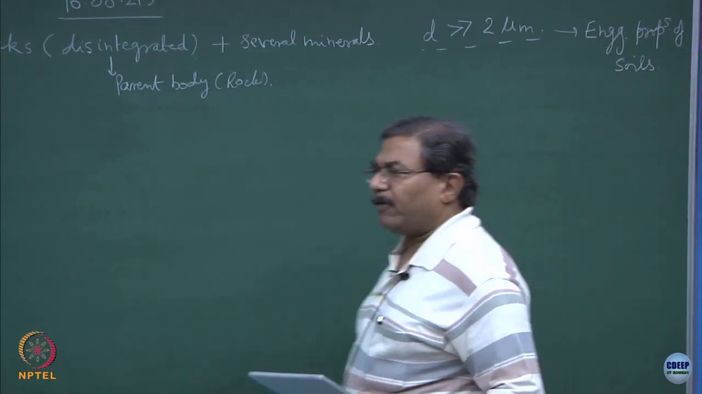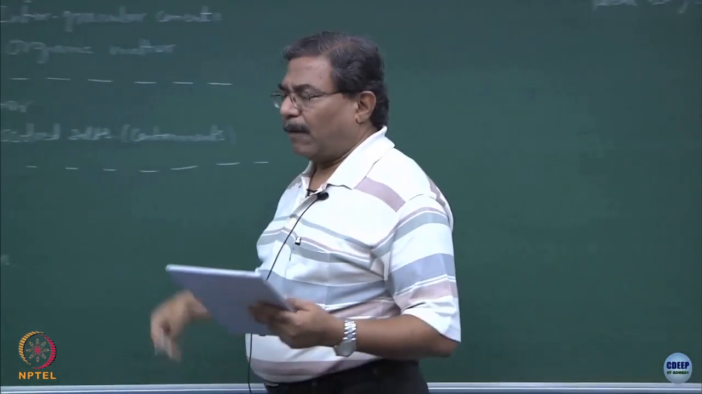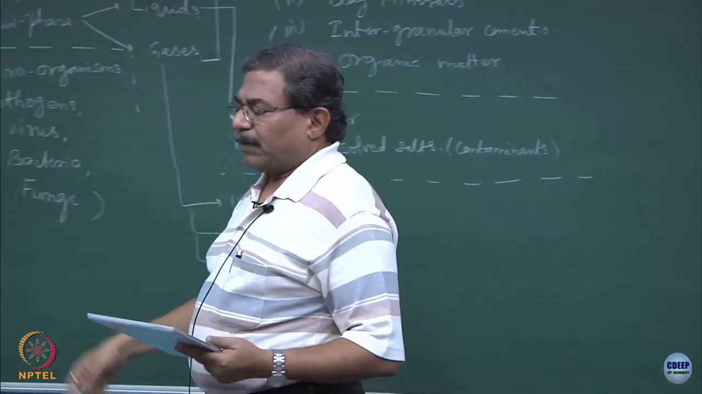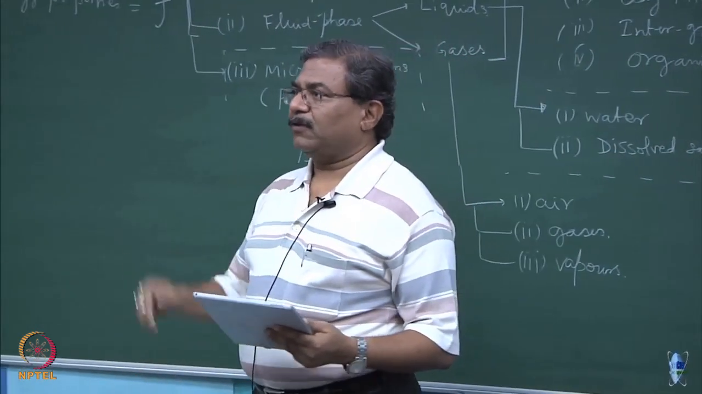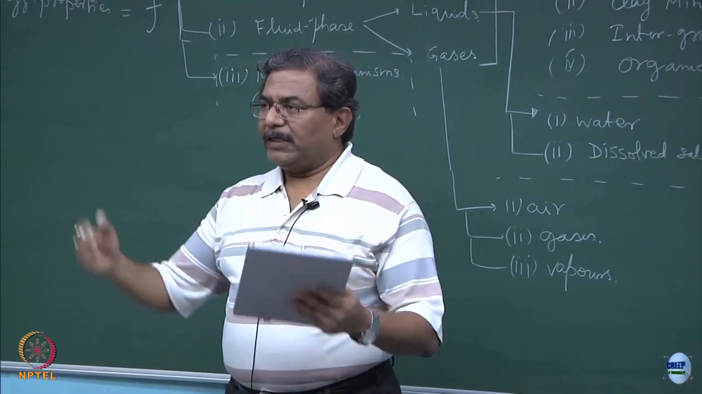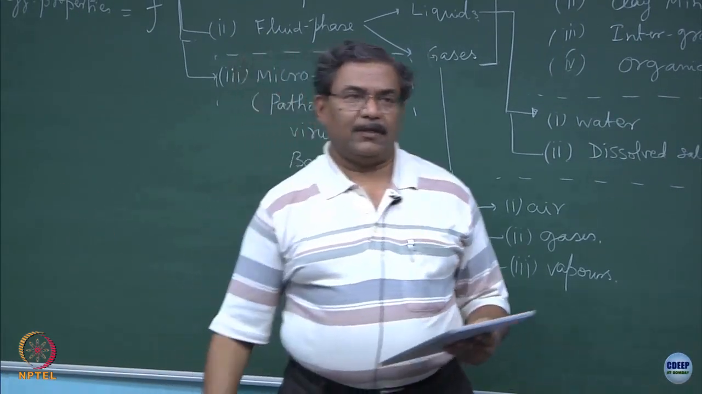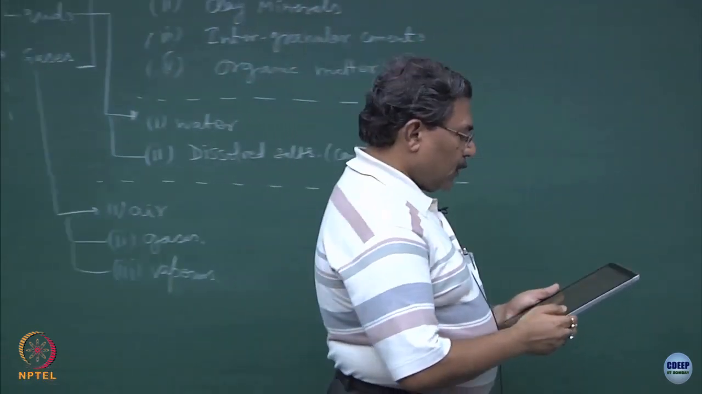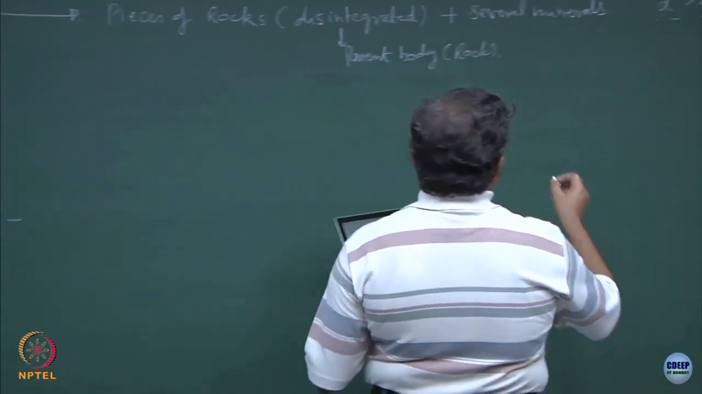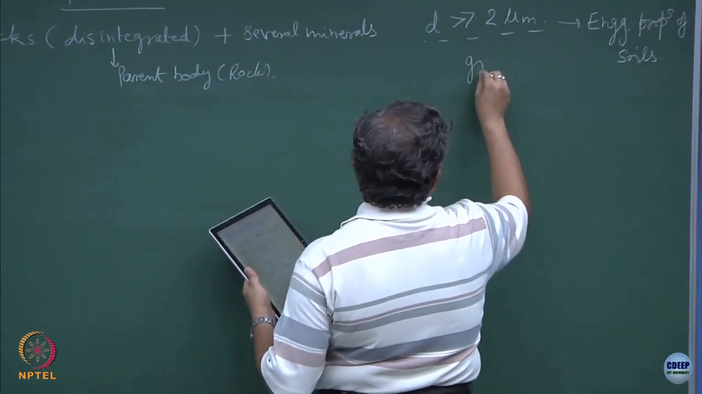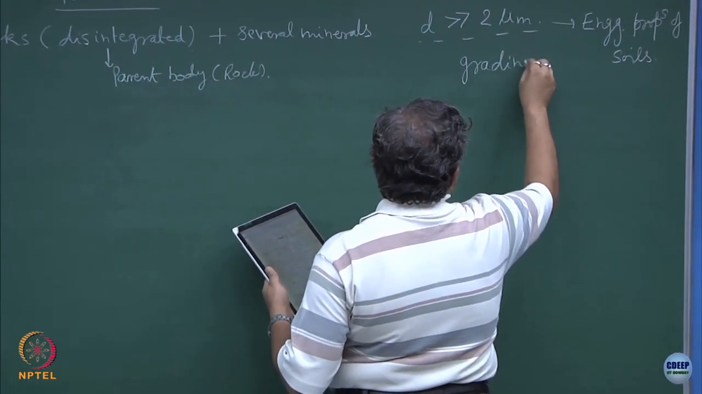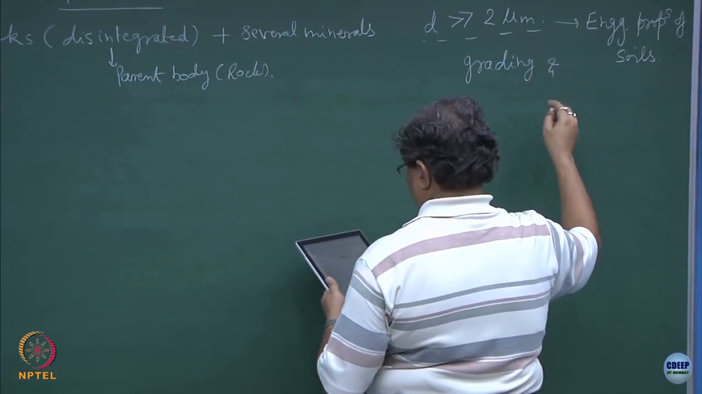We will be talking about different types of engineering properties. How would you compact them? How the water permeates through them? How gases permeate through them? How to consolidate them? What will be the strength of these materials? When do they collapse? And so on. So, here we are more interested in their grading and compactness.